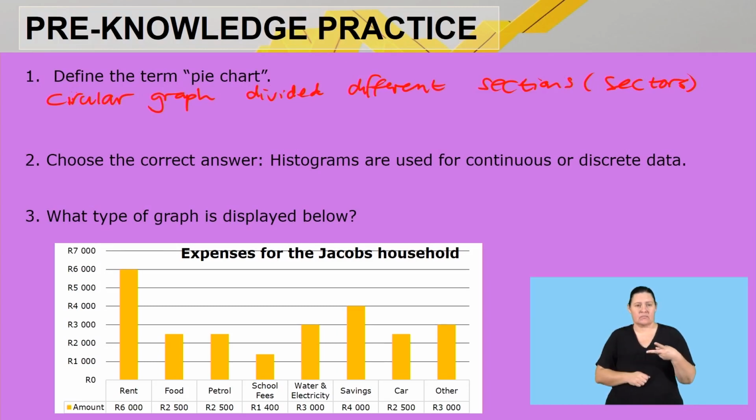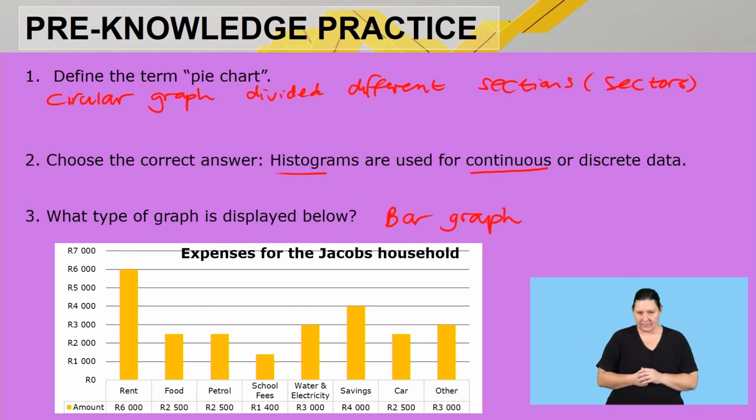Then question number 2 says, choose the correct answer. Histograms are used for continuous or discrete data. That's correct, we definitely use a histogram to represent continuous data. And then our last question here, very straightforward. It says, what type of graph is displayed below? Looking at the graph, you'll agree with me, and I'll write the answer next to the question. This is a bar graph. Remember, I said one of the outcomes of today's lesson is that you must be able to distinguish between different types of graphs. I hope that is clear to all of you. Let us move on with our lesson.